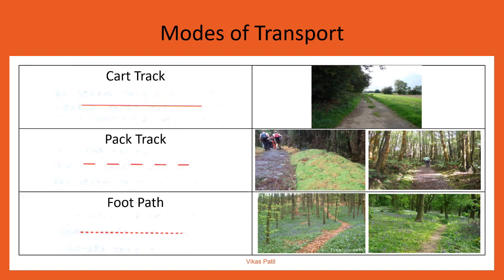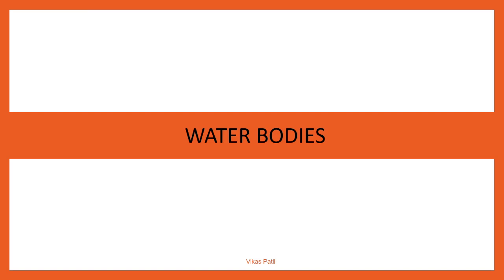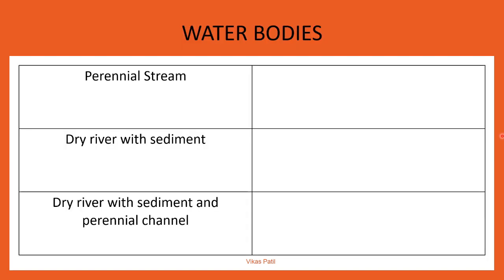So you can easily notice that footpath would be only present in sections which have forests. Let's look at the water bodies. In water bodies, first we have perennial streams. As told earlier, any perennial source of water will be shown with blue color. Blue color will represent perennial stream here.